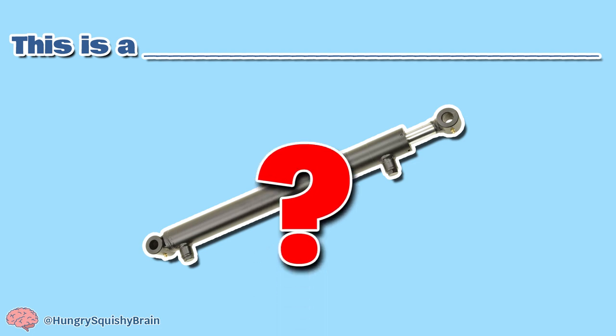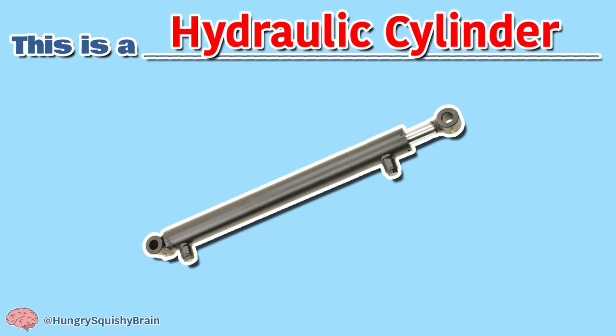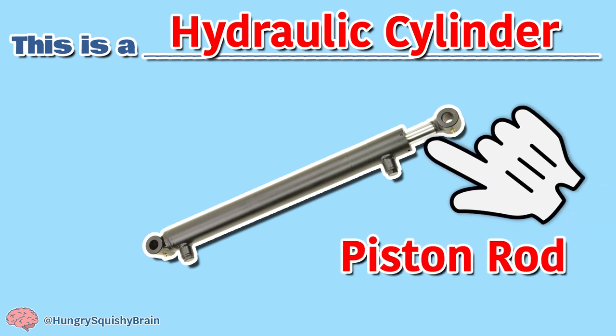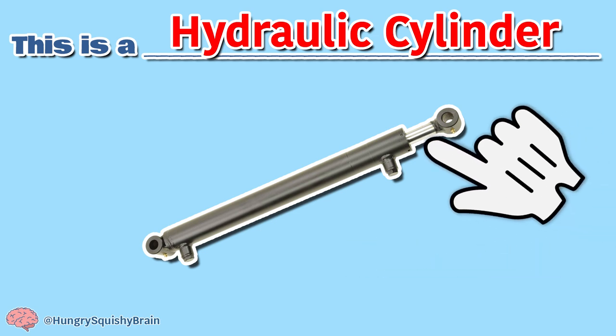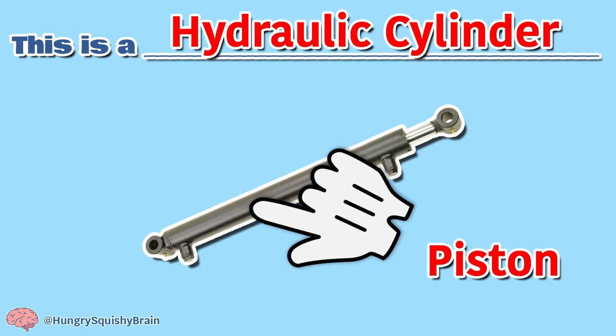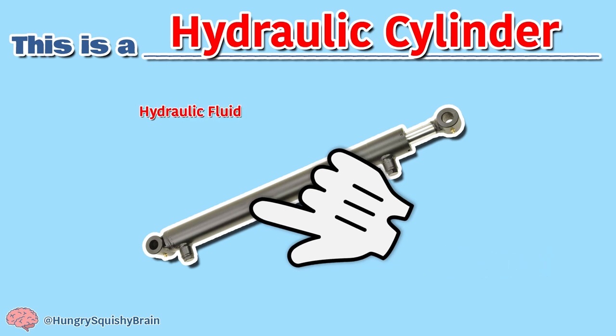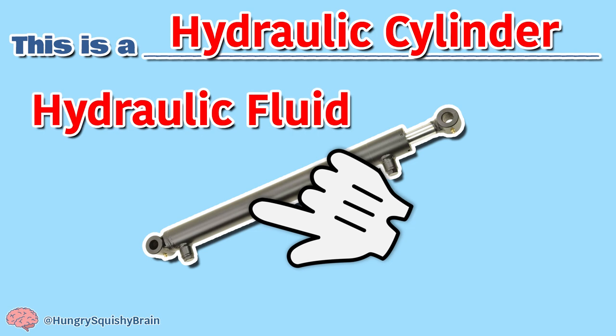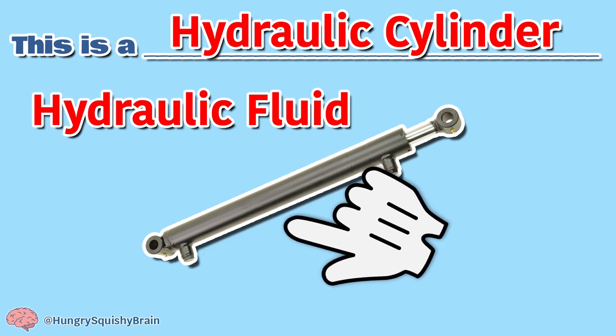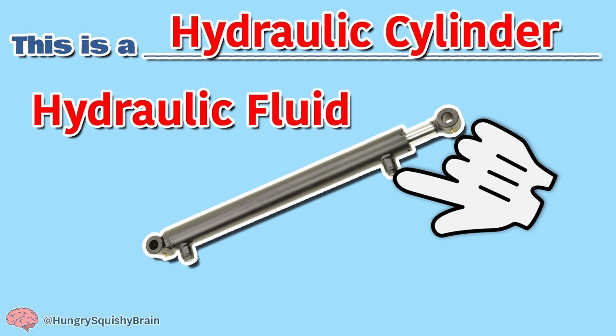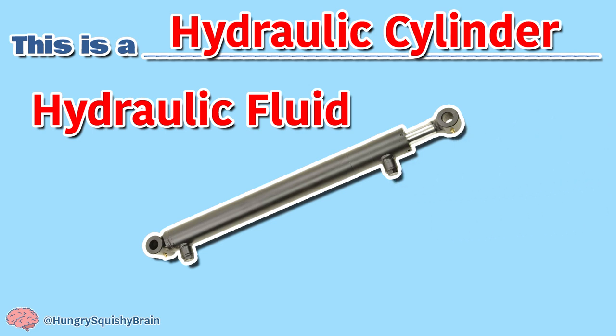What is this? This is a hydraulic cylinder. And inside the cylinder is this piston rod, and at the end of the piston rod, which you can't see, is the piston. And the empty spaces within the cylinder get filled with pressurized hydraulic fluid, which is pumped in and out of these 2 ports. And hydraulic cylinders and pressurized hydraulic fluid are what power the heavy lifting or heavy moving used by the heavy equipment shown in this video.